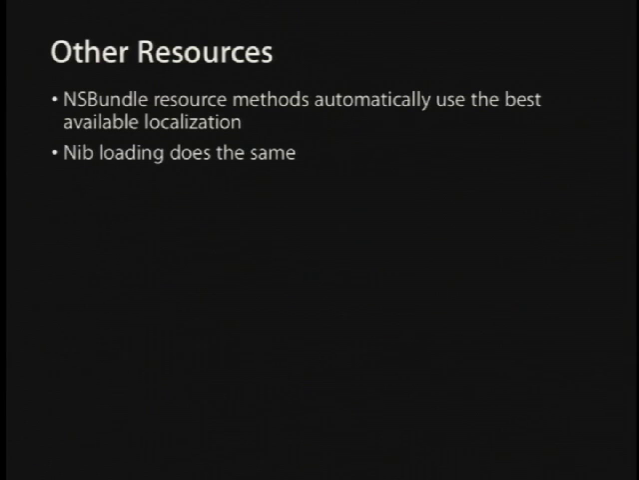So if you've got other resources that need to be localized, like images, nibs are a special case because nib loading already does this for you. But NSBundle knows how to do this for you. So if you're getting a PNG from NSBundle, it'll know to get a localized one if you need the localized one. So they automatically will use the one that's best for the localization that you're currently using.